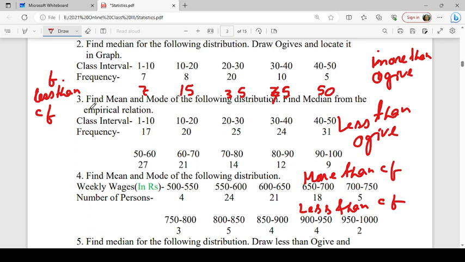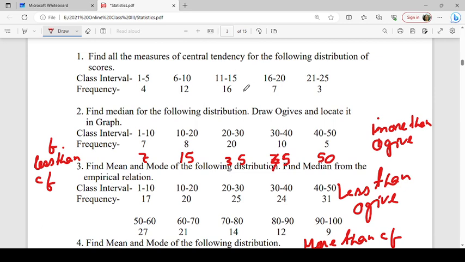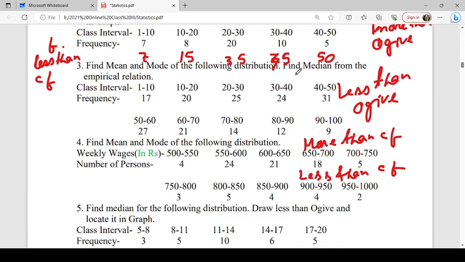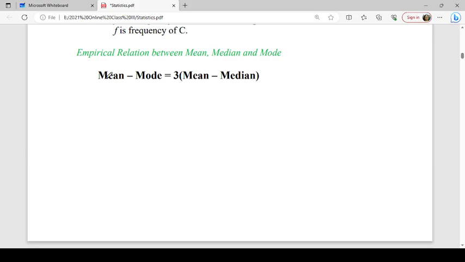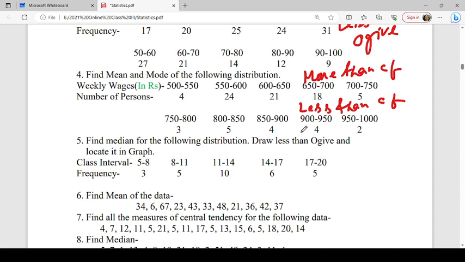Then number 3 is to find the mean and mode from the following distribution. As we did in number 1, the same formula we apply to find mean and mode, and then from the empirical relation, we find the median. So these are the same.